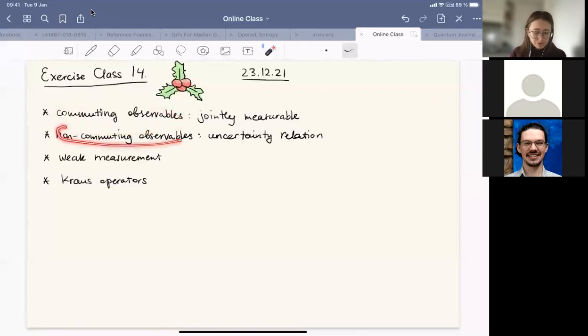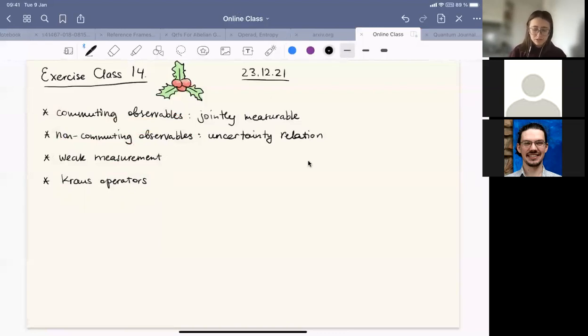Then we'll go to the case of non-commuting observables, and we'll see on the example that for non-commuting observables, there is a particular lower bound on the product of their variances, which is called the uncertainty relation. Then we'll talk a bit about weak measurements, again in the context of quantum channels and POVMs. And finally, we will discuss Kraus operators and Stinespring dilation, and consider one example of such an operation and find the Kraus operators for the channel. Okay, so this is quite a packed schedule. I hope that we managed to talk about everything.